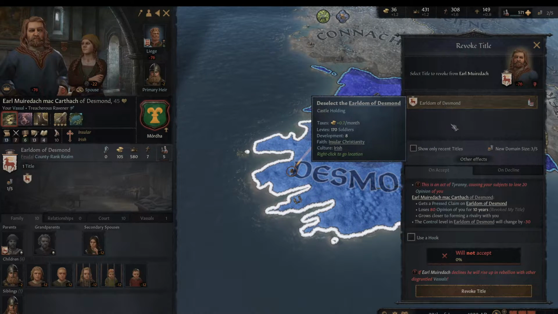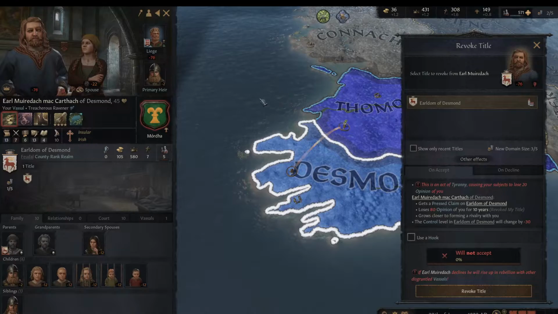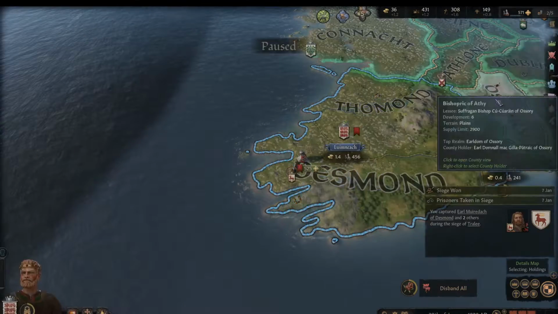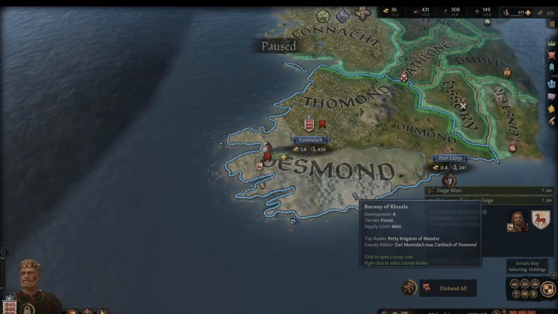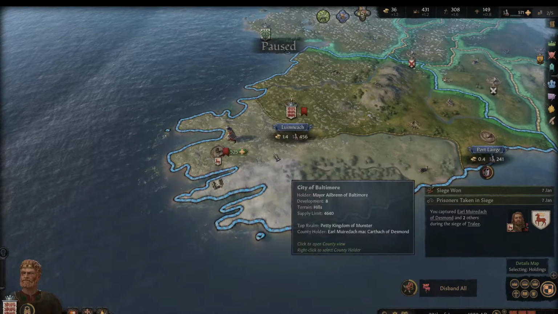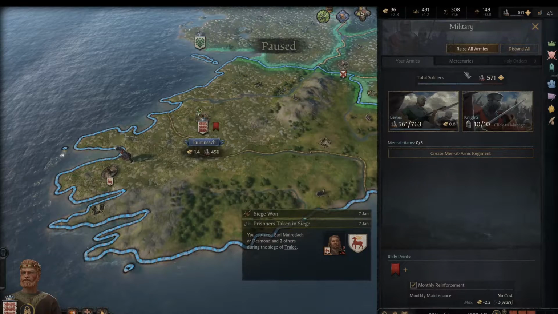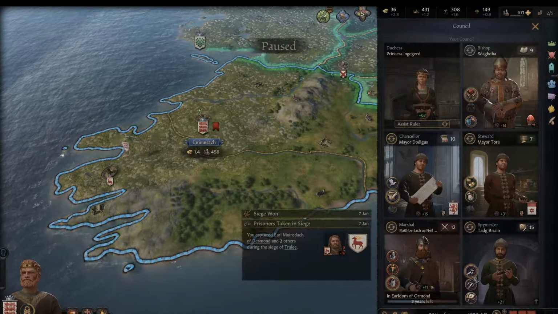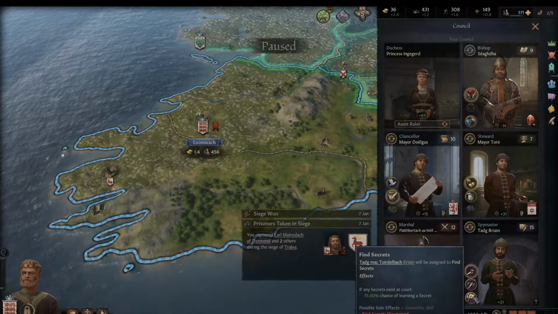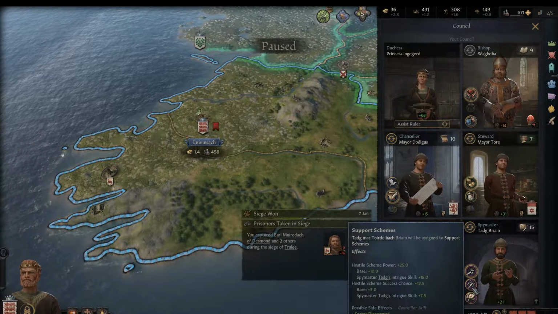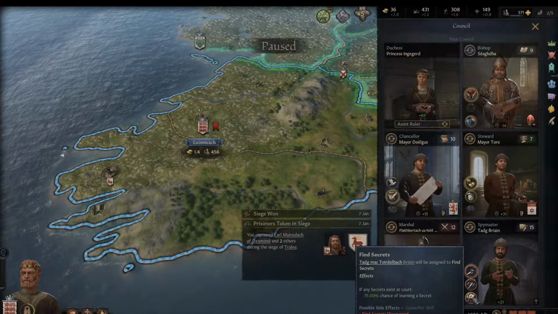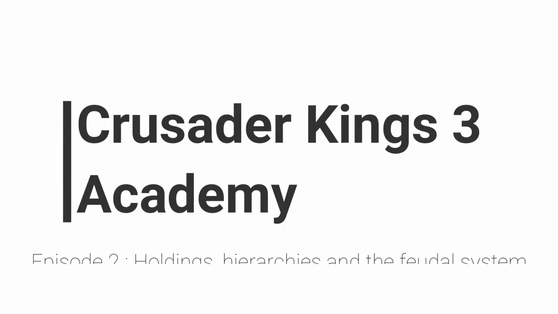In today's episode we are going to be talking about holdings, territorial hierarchies, and the feudal system. All three of these things are intricately intertwined, and they represent one of the main cornerstones for the game. In essence, one cannot exist without the other, and we, the player, cannot understand the very fabric of the game without having a basic understanding of these three concepts. So without any further ado, let's dive right into the video, a CK3 guide to holdings and the feudal system.